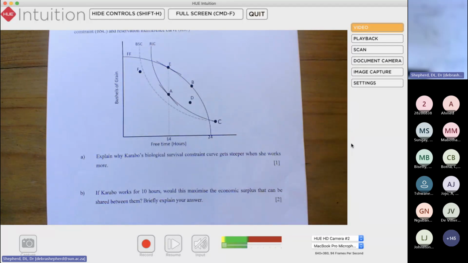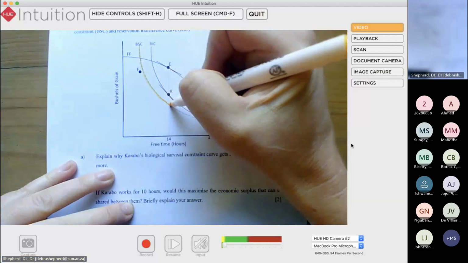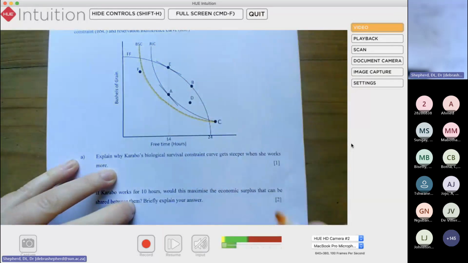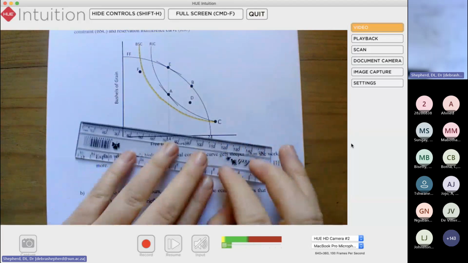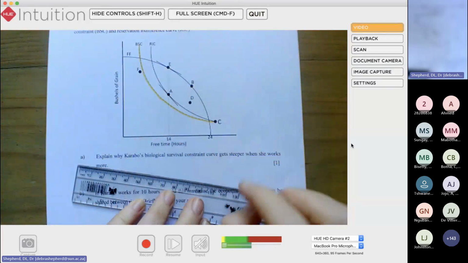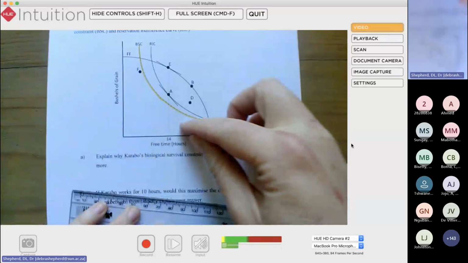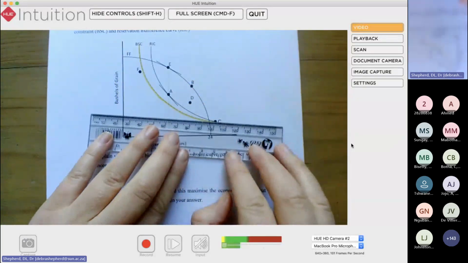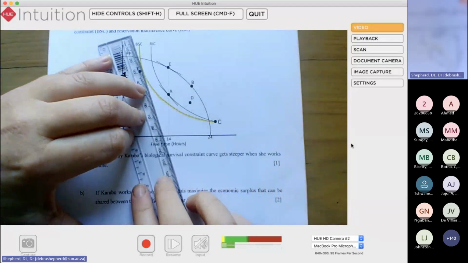So just to outline the biological survival constraint, it's this function over there, it's that curve. And what we can see is that this is free time on the x-axis. So as we move in this direction, which means we're lowering free time, we're increasing work, this curve becomes steeper and steeper and steeper.